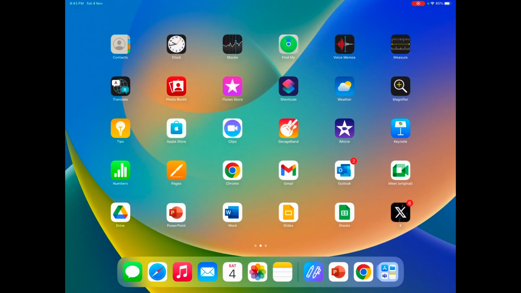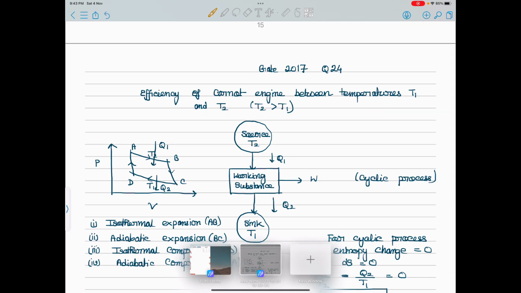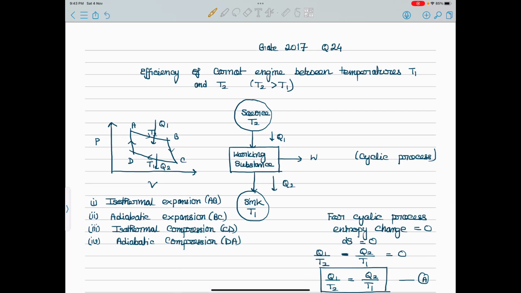So to proceed with this question, we need to know how this reversible Carnot engine works and how we can calculate its efficiency. So let's go to the solution. The efficiency of the Carnot engine between temperatures T1 and T2, which is given in the question, where T2 should be greater than T1.